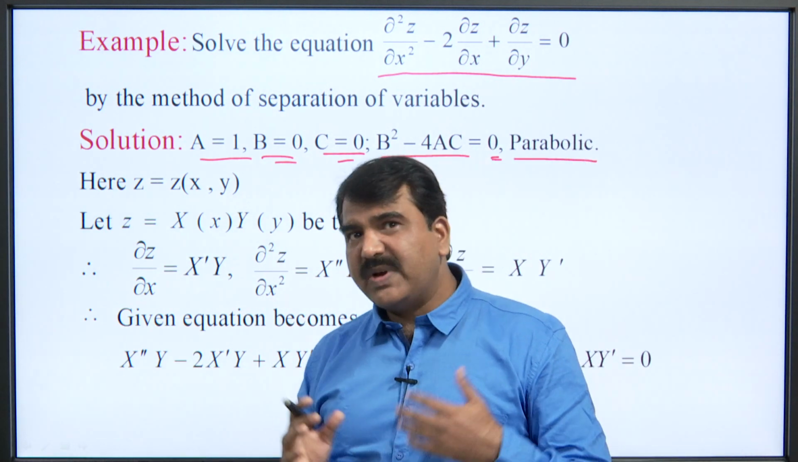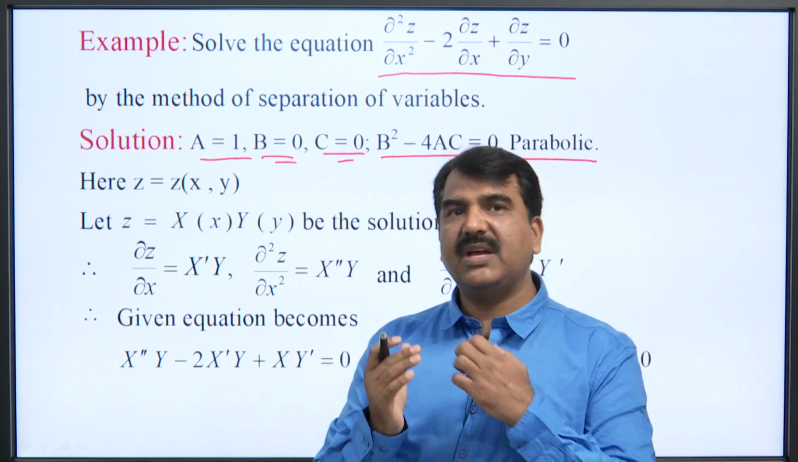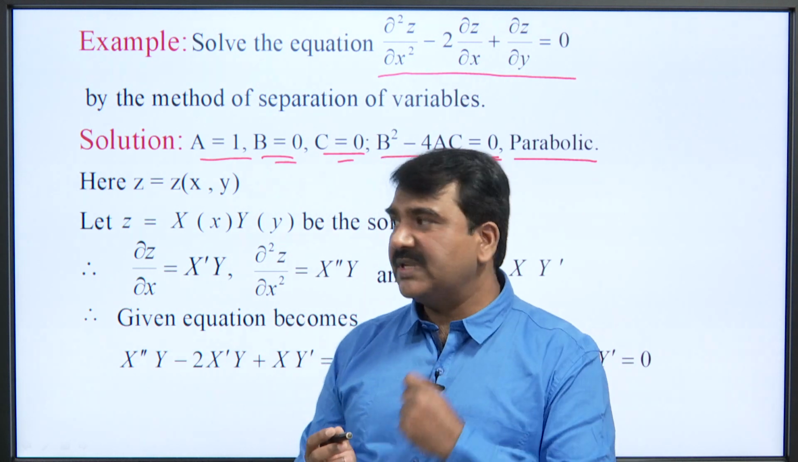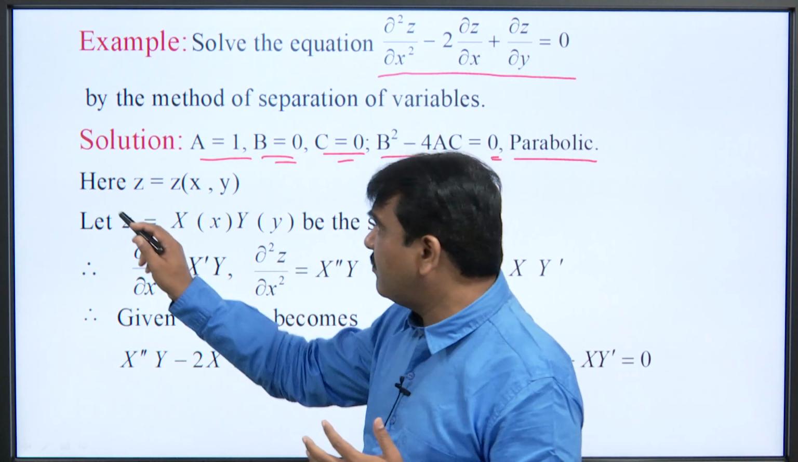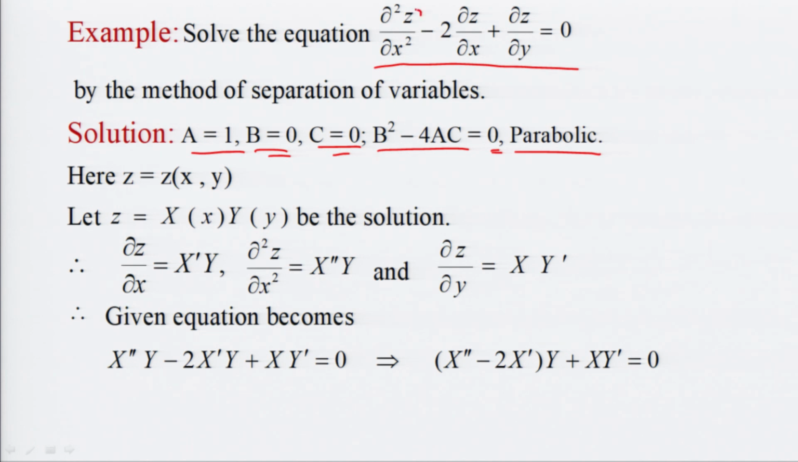Now, let us find the solution of this differential equation with the help of the method of separation of variables. Here the function is z. So, this is the dependent variable and this is x and y. Here it is clear that z is a function of x and y. So, we assume the solution as z is equal to X into Y, where X is a function of x and Y is a function of variable y. So, we assume that z is equal to XY.